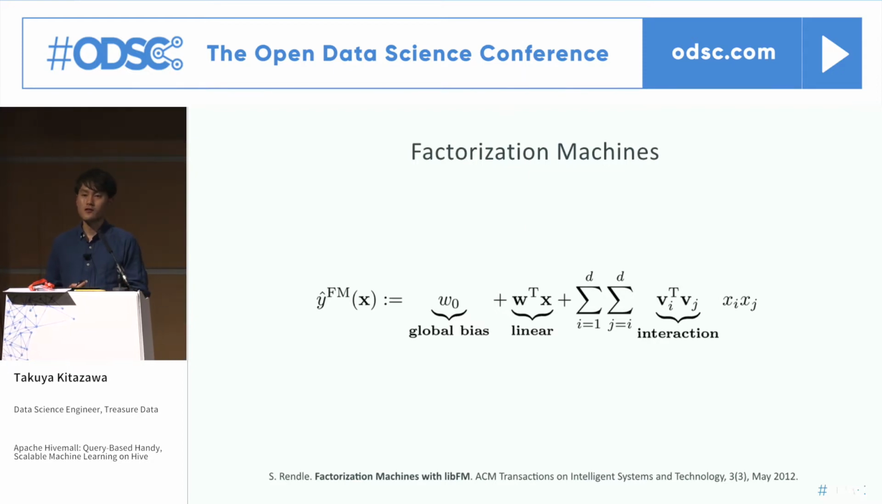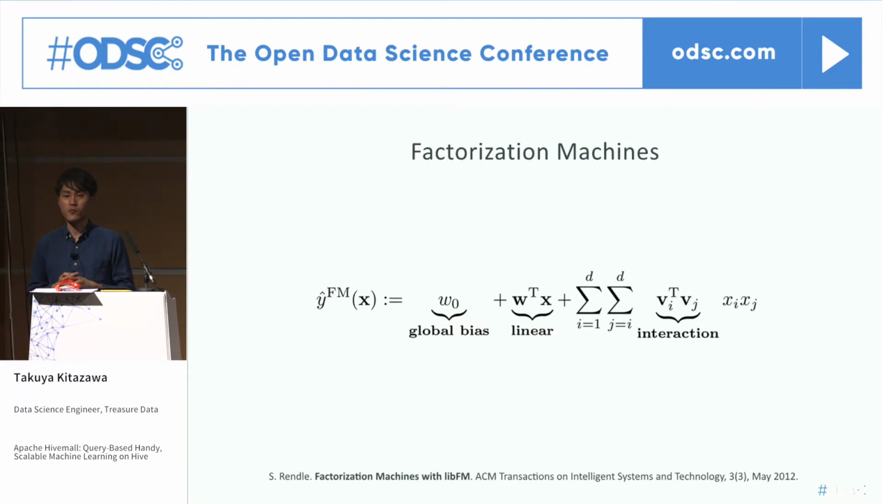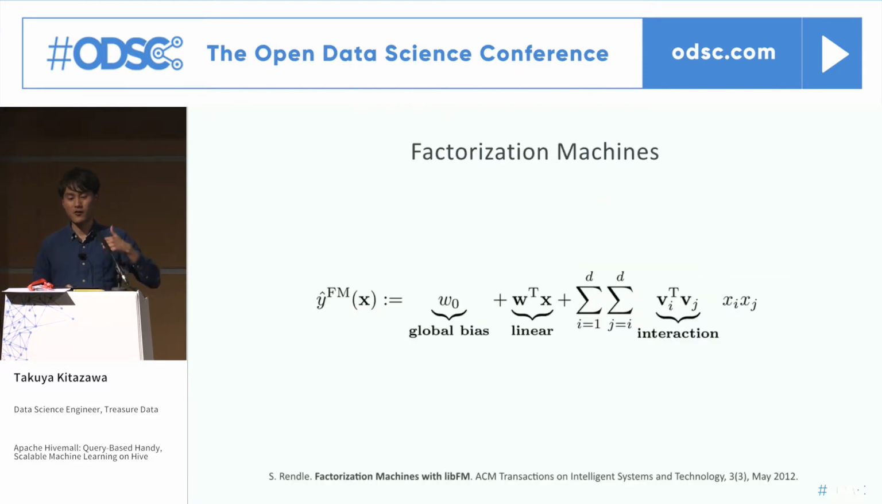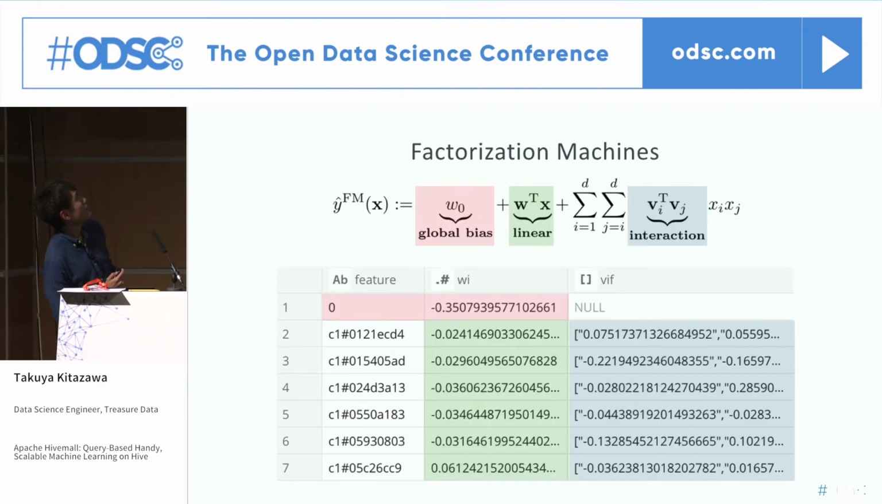All right, so you can train a factorization machine by using Hivemall. The function name is actually train FM regressor or classifier. As a result of training, can you imagine what kind of table will be populated? In the case of a linear model, the table looks like that. So what about this kind of model? The output is going to be like that.